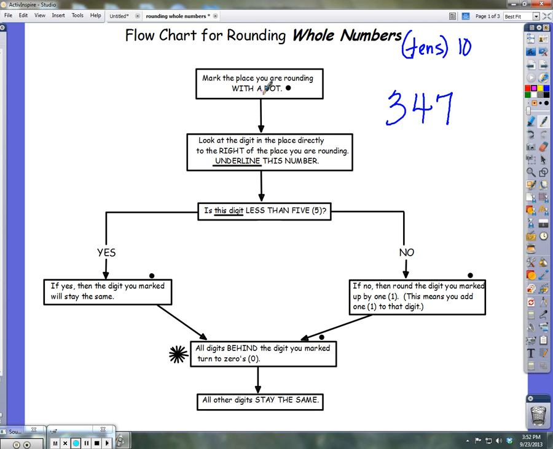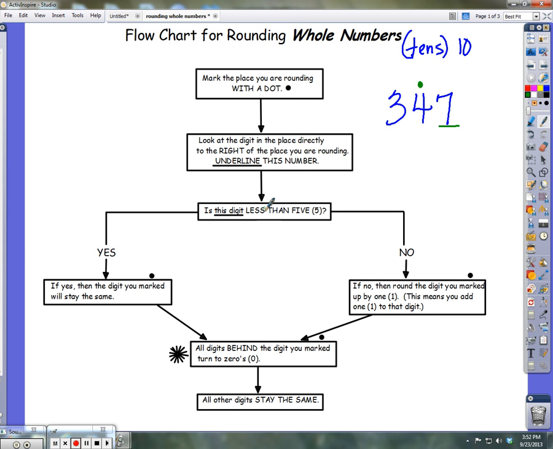Okay, the first step, mark the place you are rounding with a dot. So since we're rounding to the tens place, the digit 4 is in the tens place, so we're going to put a dot above it. Now we'll follow the flow of the arrow to go to the next step. Look at the digit in the place directly to the right of the place you are rounding. Underline this digit. So to the right is the 7, so we're going to underline the 7.